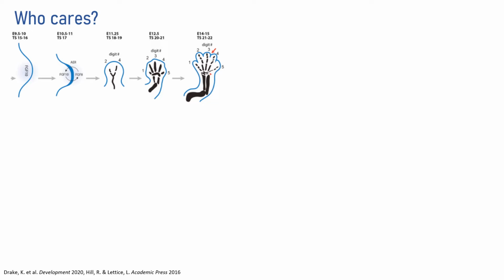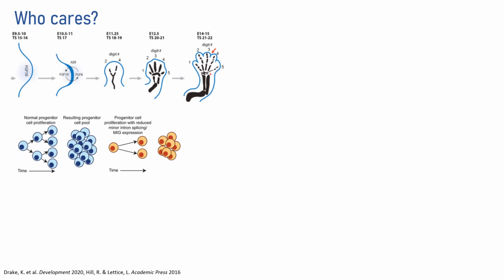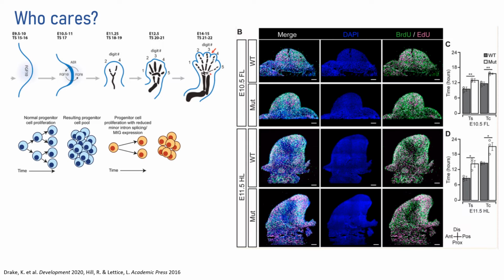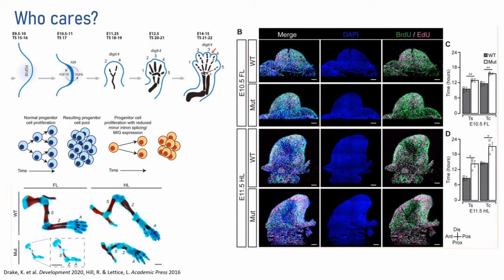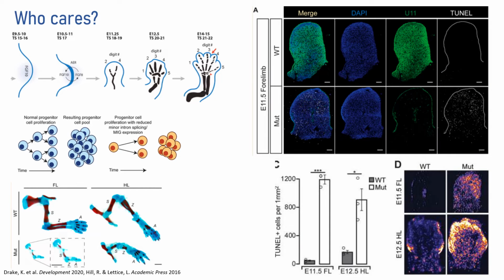The list of minor intron-containing genes include important players in the cell cycle, and without them, limb progenitor cell numbers are reduced compared to the wild type. The cell cycle is slowed, and as a result, the limb is malformed. In addition, cell death increases, which further depletes the number of limb progenitor cells.